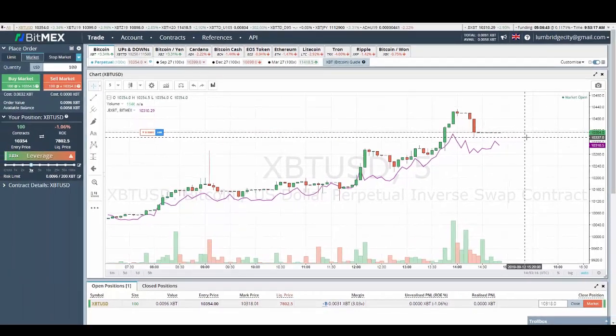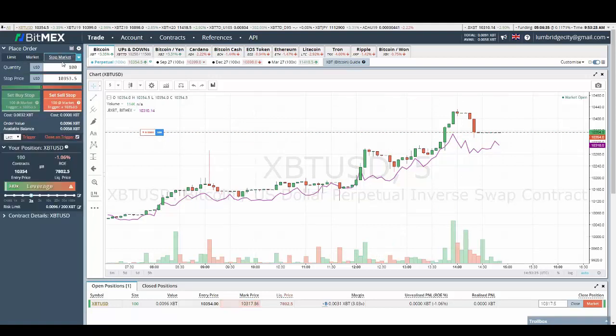The next thing we want to do as we are setting out our trade is be sure to put in our stop loss order. We can do a stop at the market, or we can do a limit stop. In this example, we'll do a market stop. So if the price comes down to $10,295, then I'm going to set the sell stop.